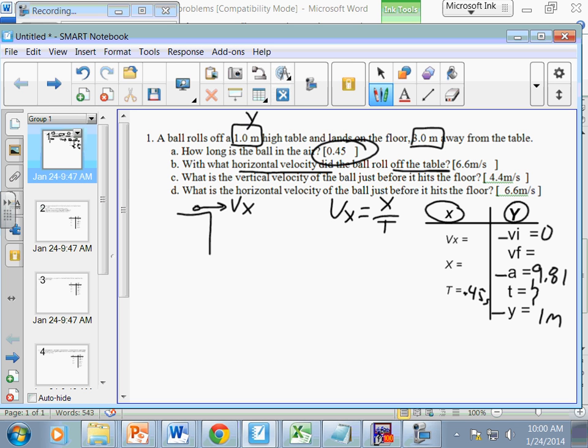That's the same for both sides, 0.45 seconds. And what else do we have? We had x equals 3 meters. So since we have x and we have t, we can just plug it in. It's 3 divided by 0.45, and I've got 6.6. So that's going to be the speed that the object was traveling horizontally when it left the edge of the table. So that answer is B.